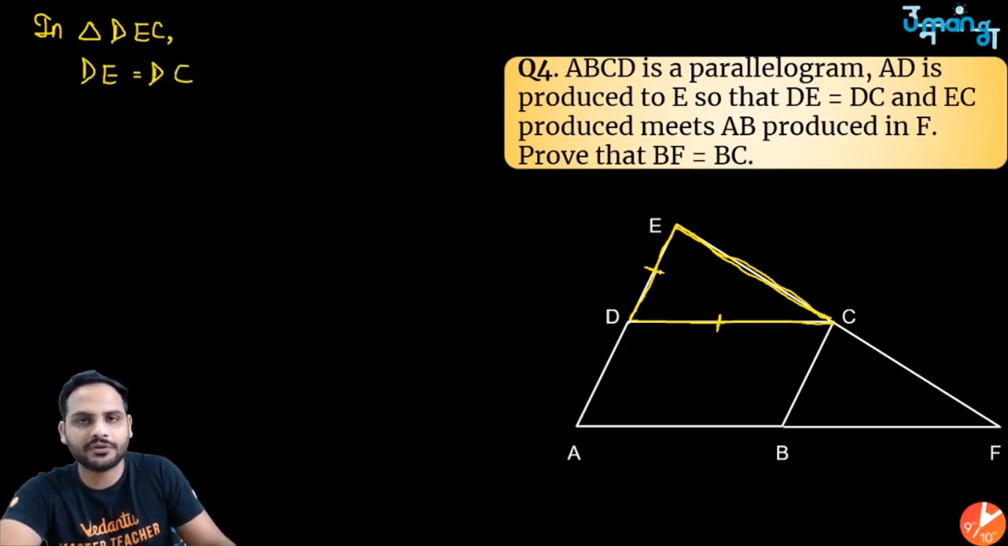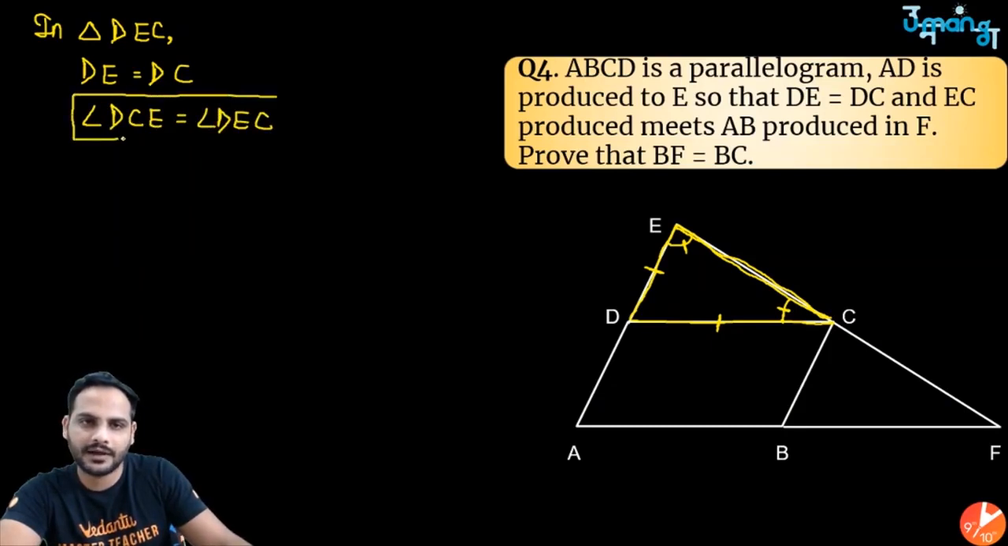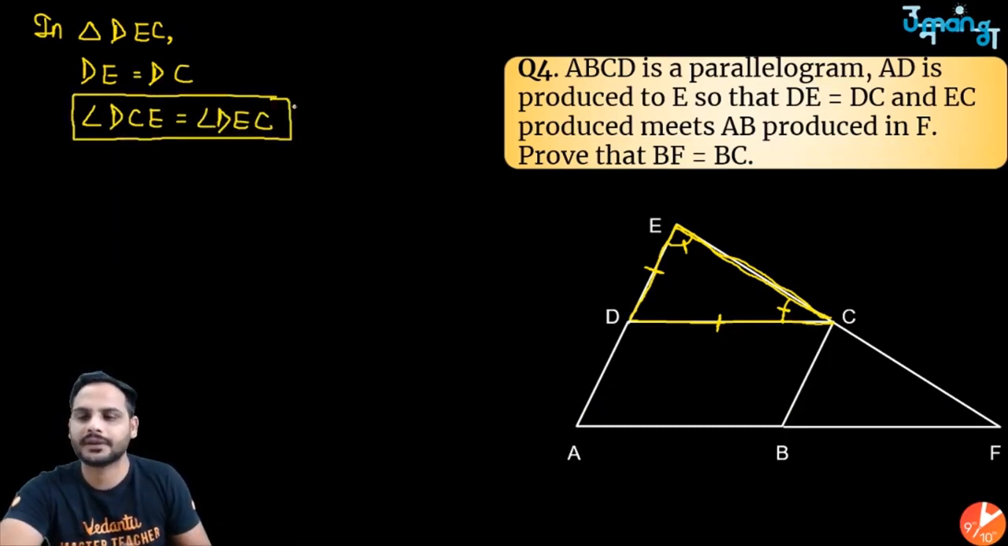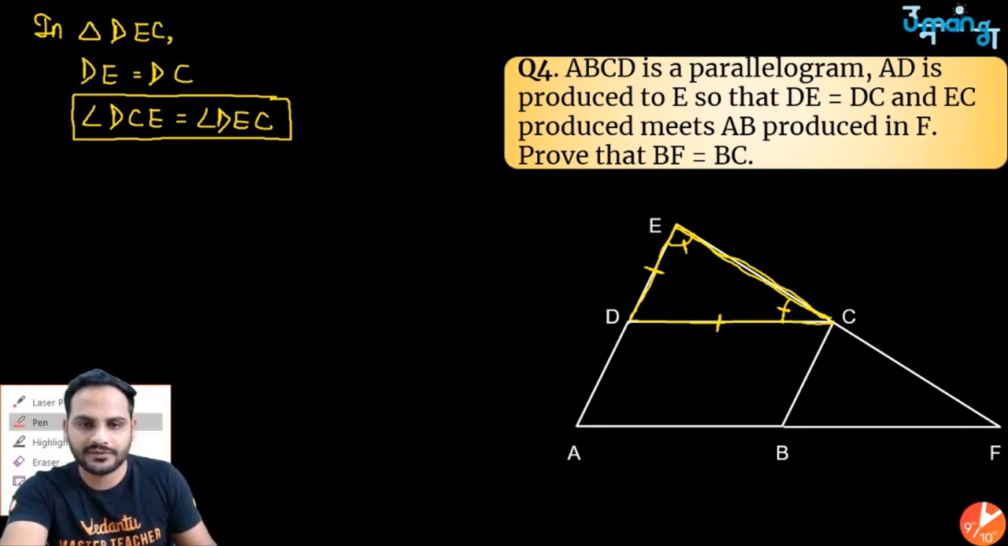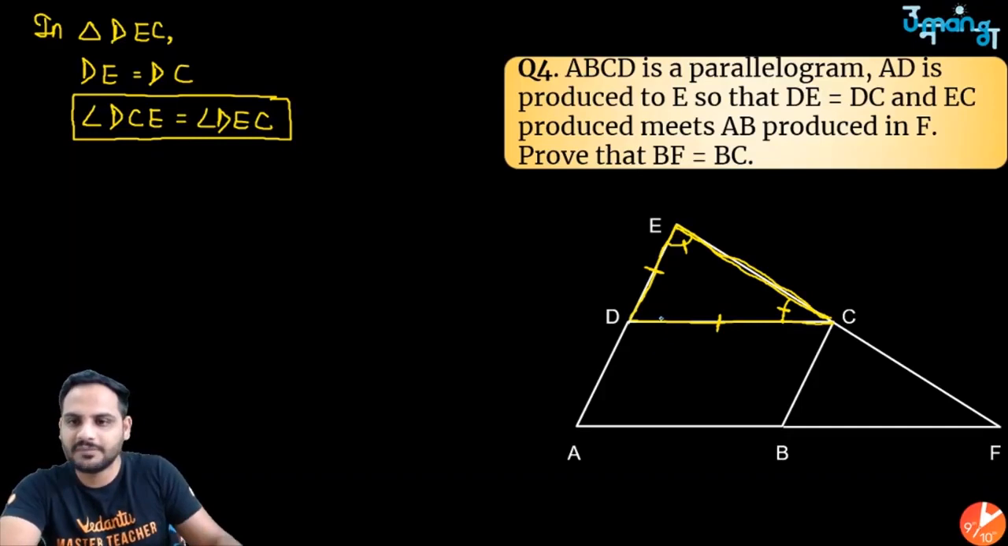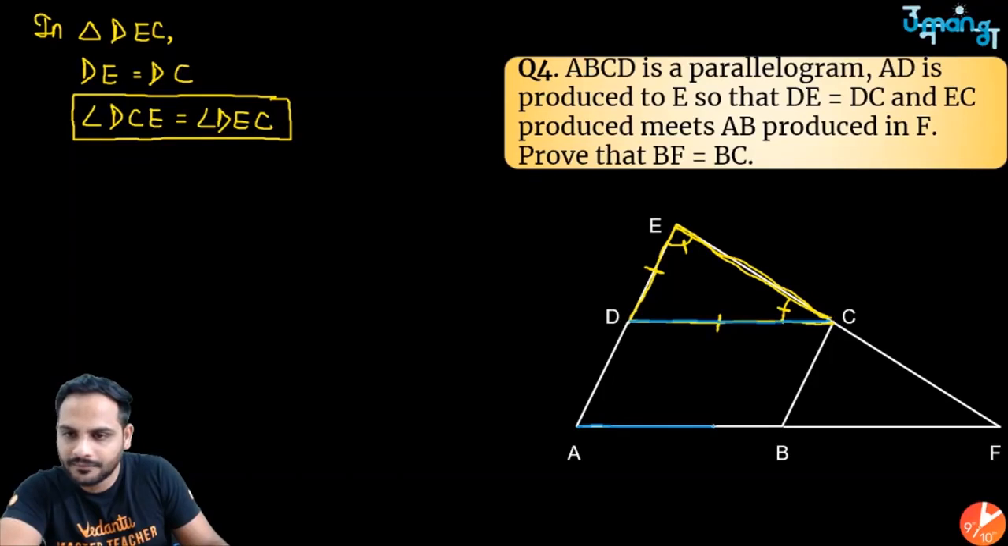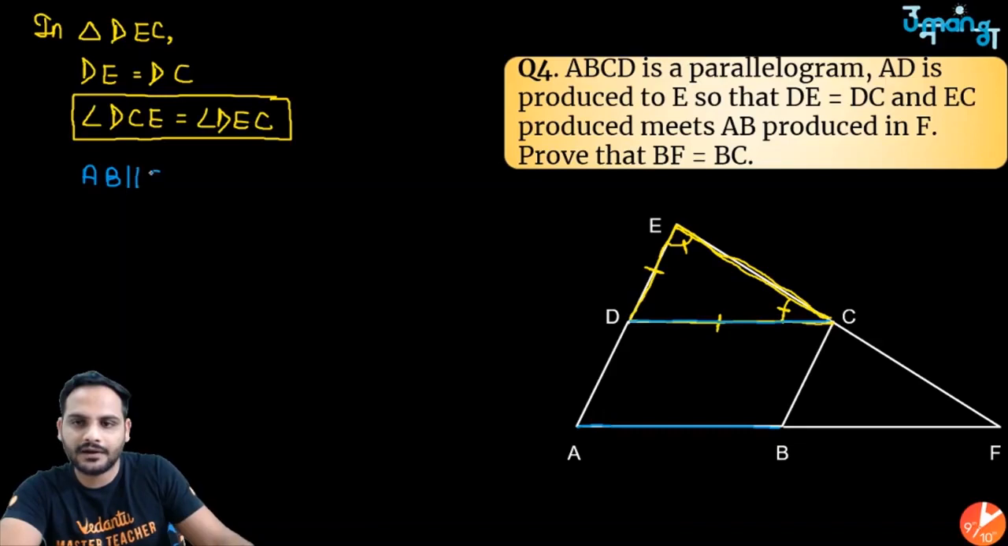सो द एंगल अपोजिट टू दीज टू साइड्स विल बी इक्वल. तो आई कैन से सर angle DCE is equal to angle DEC. ठीक है, ये दोनों एंगल आर इक्वल. एक और बात है बेटा, since ABCD is a parallelogram, so this DC and AB will be parallel, है ना. वी नो दैट AB is parallel to CD.